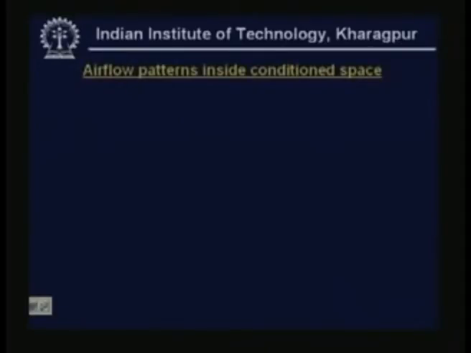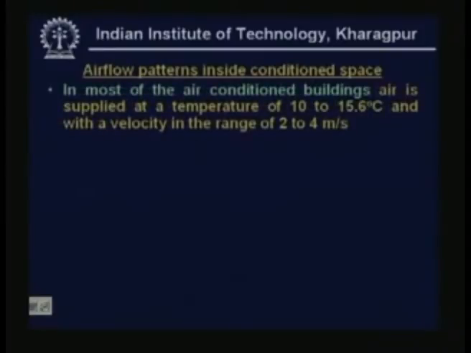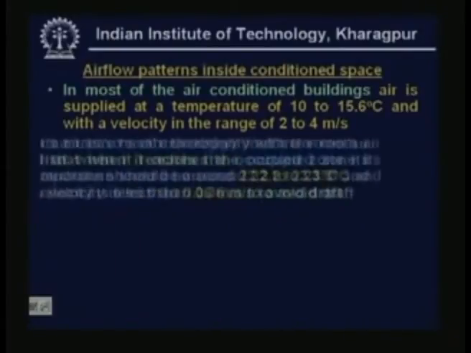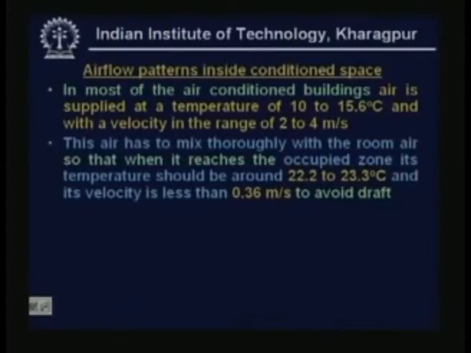Now let us look at airflow patterns inside conditioned space. In most conditioned buildings, air is supplied at a temperature of 10 to 15 degrees centigrade, or 15.6 degrees centigrade, and with a velocity in the range of about 2 to 4 meters per second. These are general values; it can be slightly lower or higher. As you can see, the supply air temperature is much lower than the required comfort temperature and the velocity is much higher.